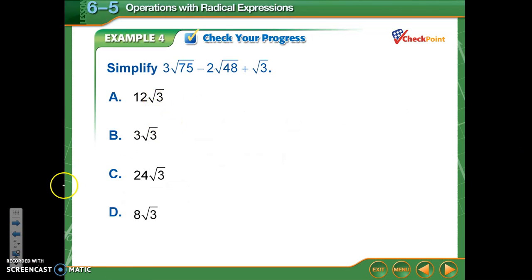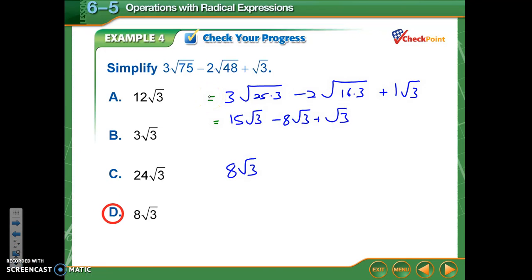All right, you guys try this one. The answer here is D, 8 square root of 3. And here's the work to get you there. Don't forget that even though the square root of 3 doesn't have a coefficient written, there's a 1. So to get from 15 minus 8 is 7, plus 1 is 8 square root of 3.